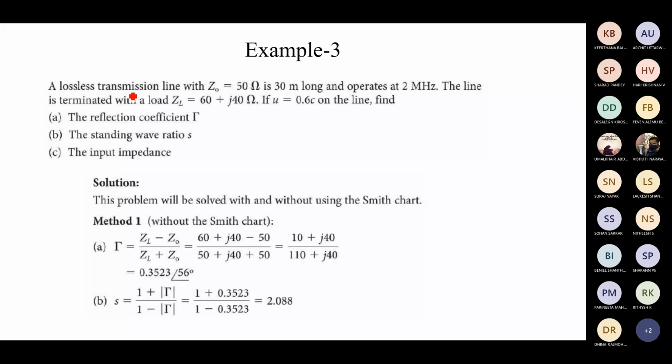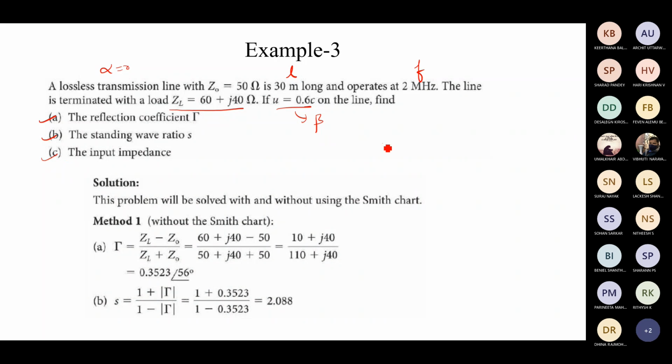So here there is a lossless transmission line, therefore alpha equal to 0, and its characteristic impedance is given, which is 50 ohm, and the length is given, that is 30 meter long, and the frequency is given. The line is terminated by a load impedance. The load impedance is not simply resistive, it has reactance also, and its phase velocity is given, so indirectly beta is given. Now we have to calculate the reflection coefficient, the standing wave ratio, and the input impedance for the given transmission line. So how to calculate that?